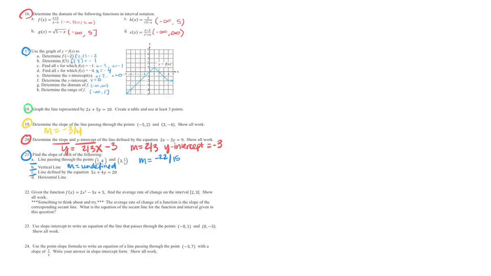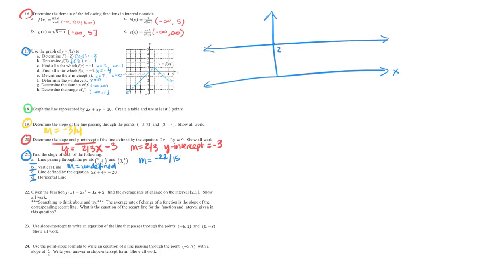Okay, let's continue on to part D, horizontal line. So let's draw what a horizontal line looks like. I'm going to be using the point at 2, and this will be a horizontal line. This will be positive x, negative x, and y. So let's pick a point on this line, which we'll pick, say this is 1, 2, and we'll pick this point, which is negative 1, 2.